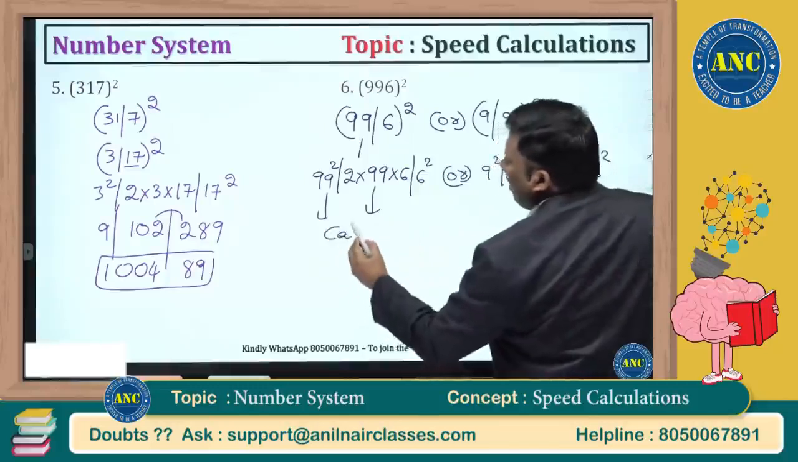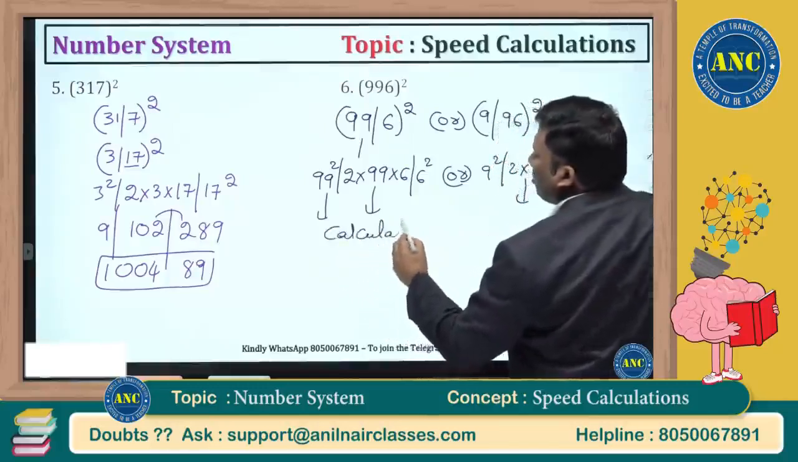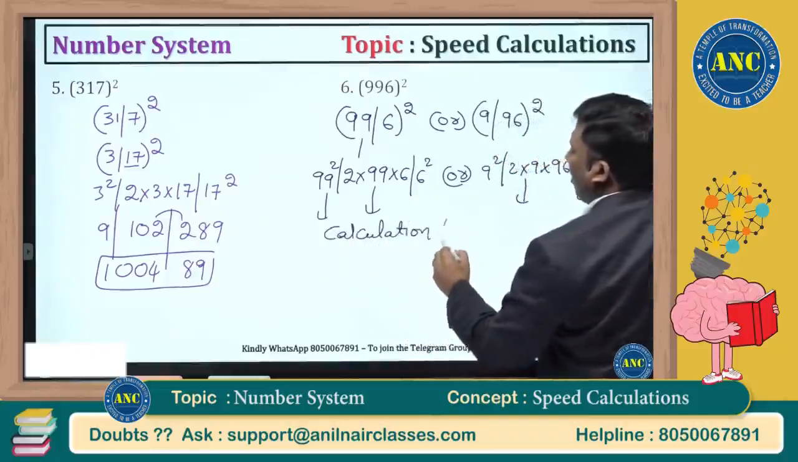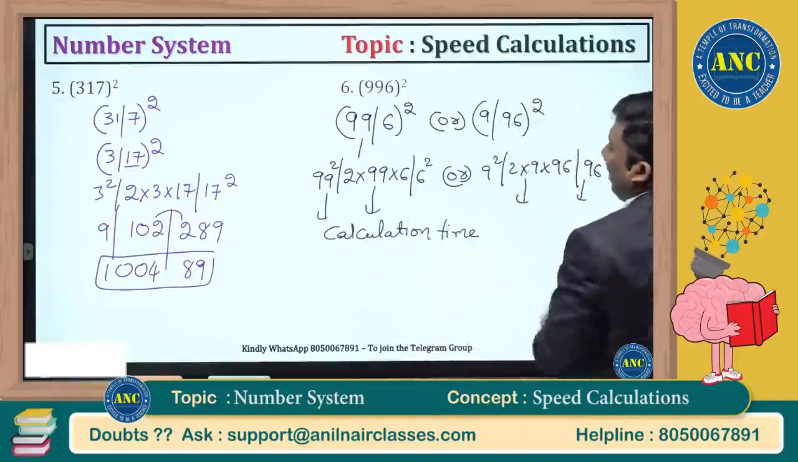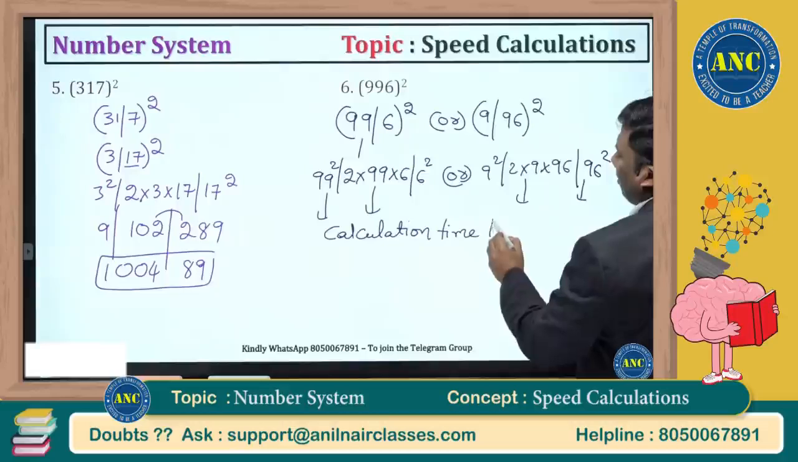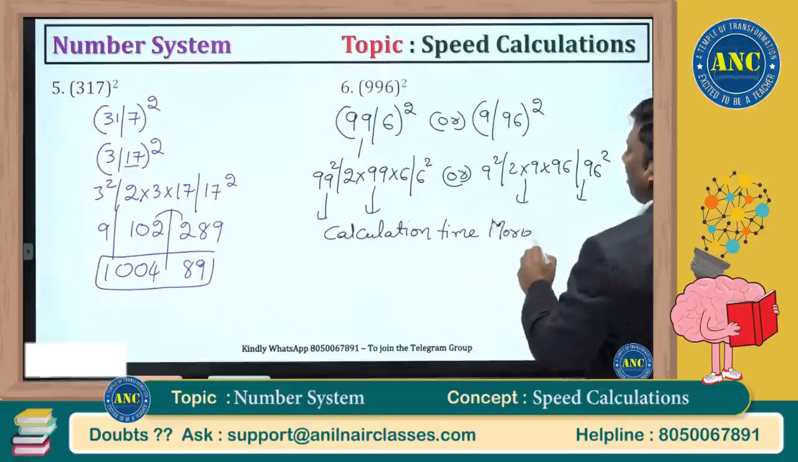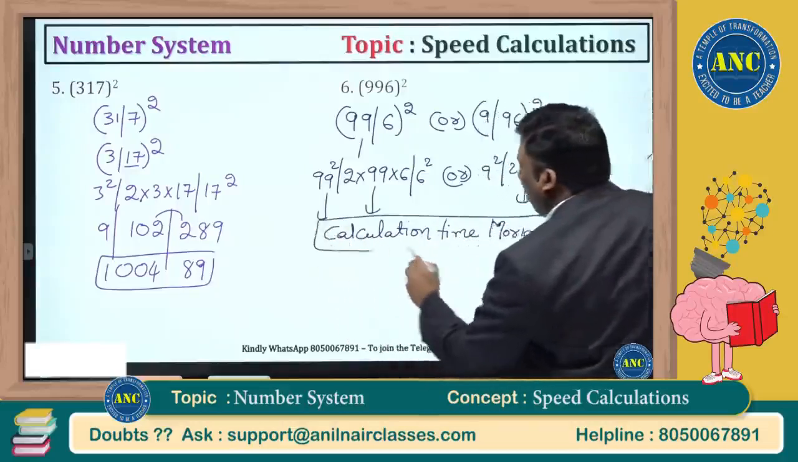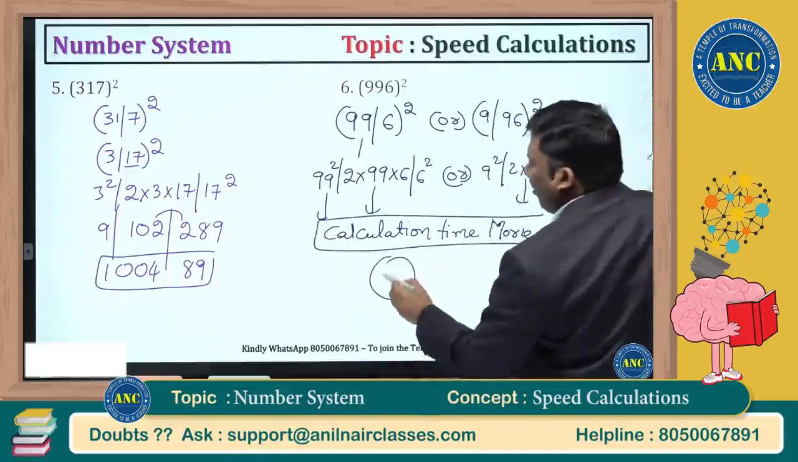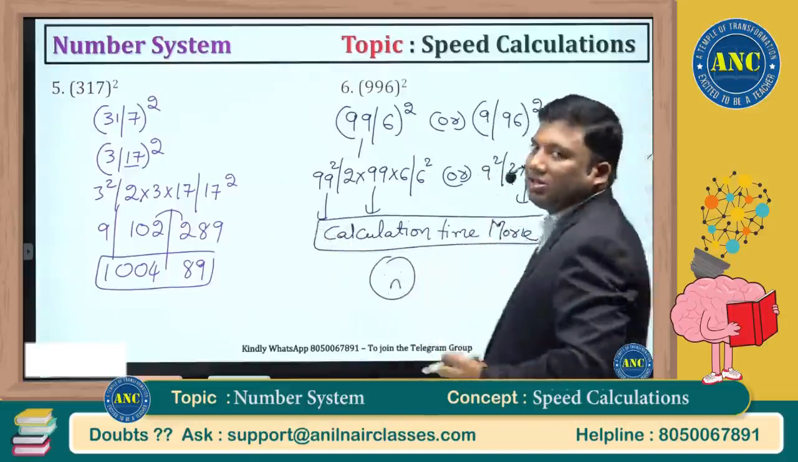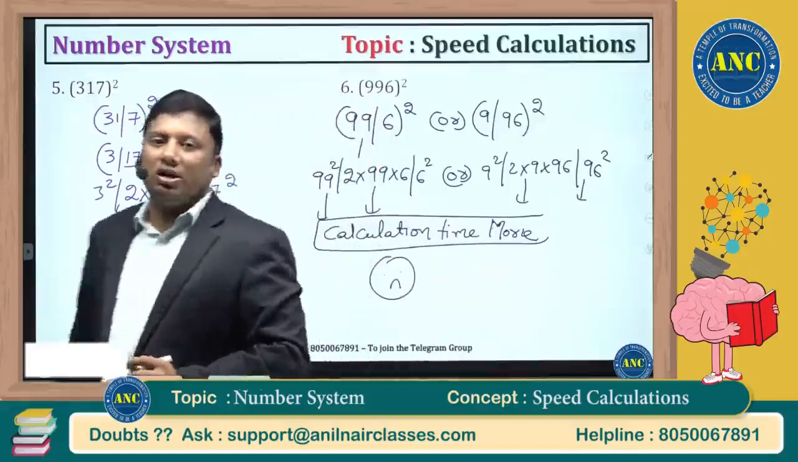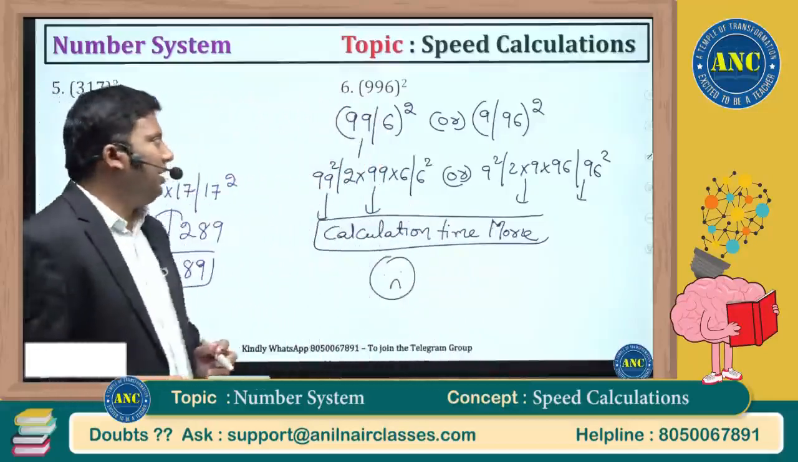So a plus b whole square is not the best logic to find the square of any number. It is an introductory logic to find the square of a number. But for all the problems, this a plus b whole square is not the best logic. I hope the idea is clear.